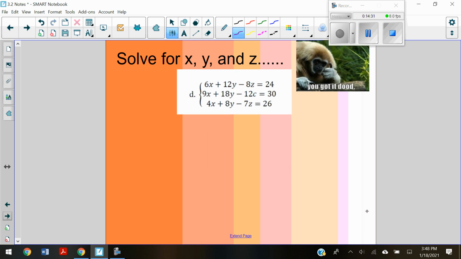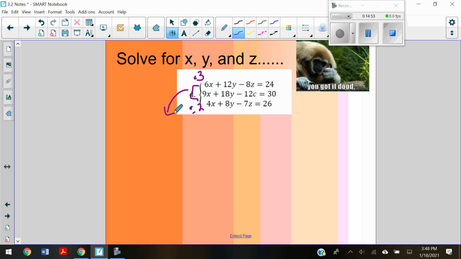So let's see what happens in this problem. Okay, so again, not the greatest numbers to work with, but I'm just going to take the top and the middle, and I'm going to make them into 18. 6 and 9 both go into 18. So I'm going to take the top one, and I'm going to times it by 3. And I'm going to take the middle one, and I'm going to times it by a negative 2.